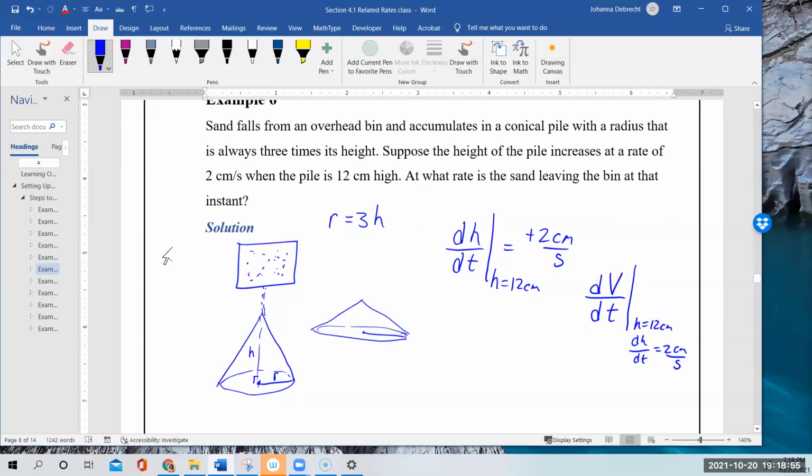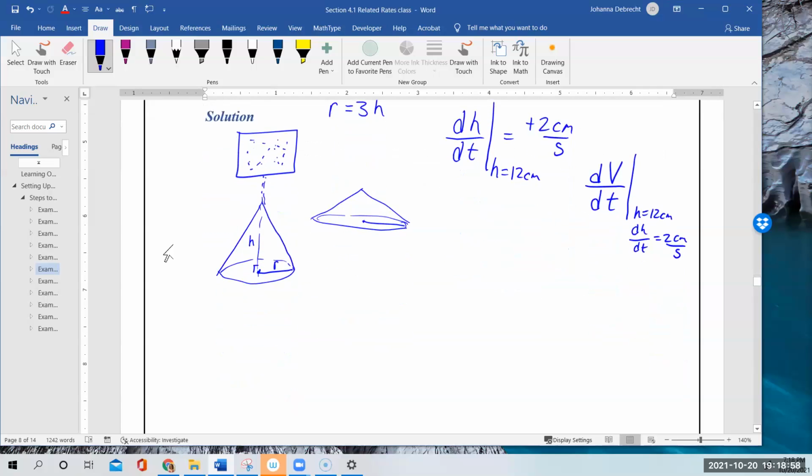Since a cone is basically like a pyramid volume, we take the area of the base, pi r squared, multiply by the height, and then divide by 3. In other words, our formula is 1/3 pi r squared h. Now we have a problem. This equation relates V, r, and h, but I only have information about dh/dt, and I'm looking for dV/dt. I don't have any information about dr/dt.